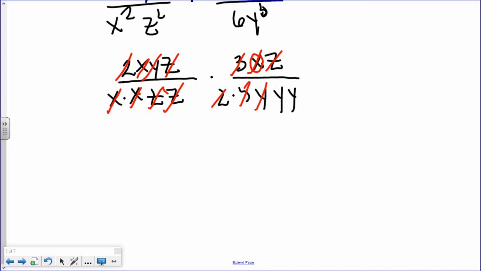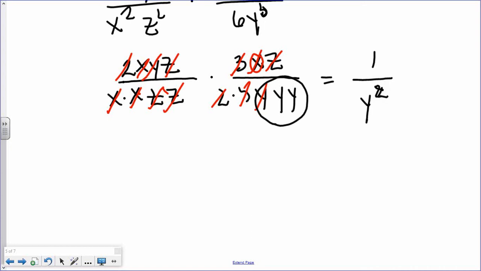So now let's see what I have left. Almost nothing. Everything in my numerators has canceled, which means that my numerator is just going to be 1. And almost everything in my denominators is canceled except y times y, which would be y squared.